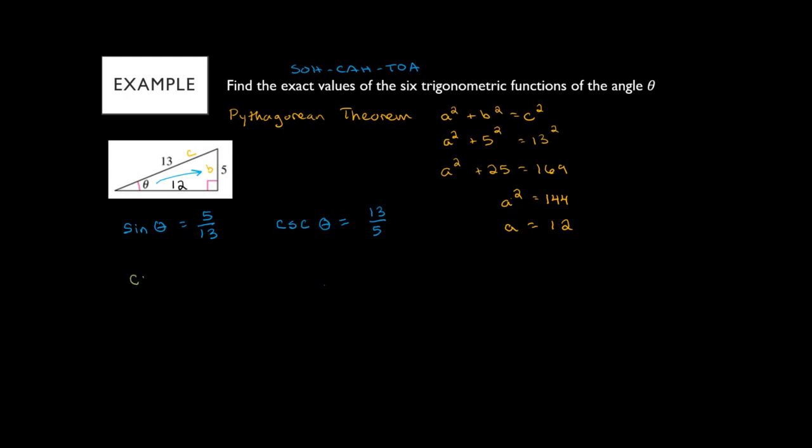The next trig function is cosine. So we have cosine of theta, and cosine is CAH, so that's the adjacent, which is 12, over the hypotenuse, which is 13. That gives us 12 over 13. Then the reciprocal of cosine is secant, so secant theta is 13 over 12.